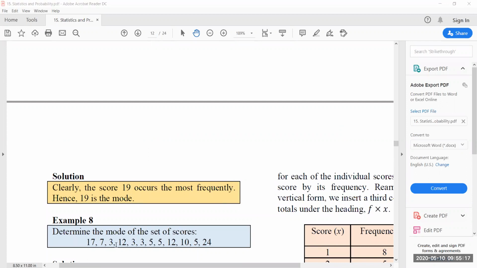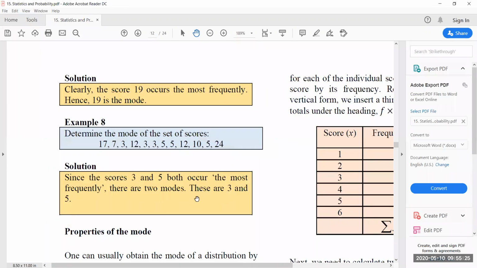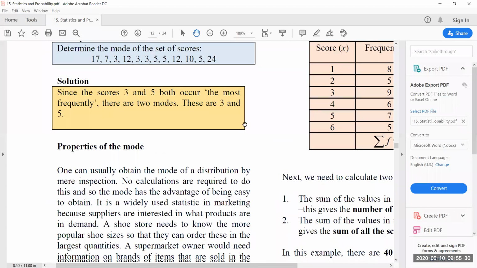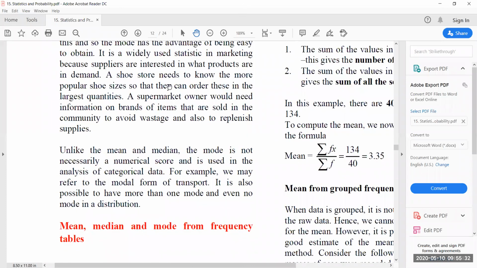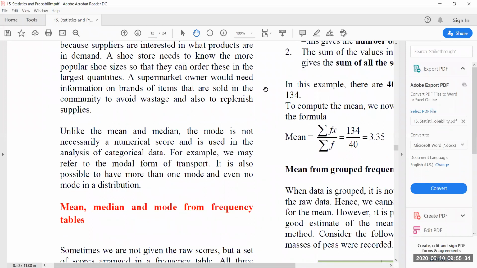3 occurred how many times? 1, 2, 3, and 5. Correct. 5 also occurred 3 times. So 3 and 5 are the mode because they occur the most. Of course, you all can read the properties of the mode and the median on your own. It's nothing too difficult to read.